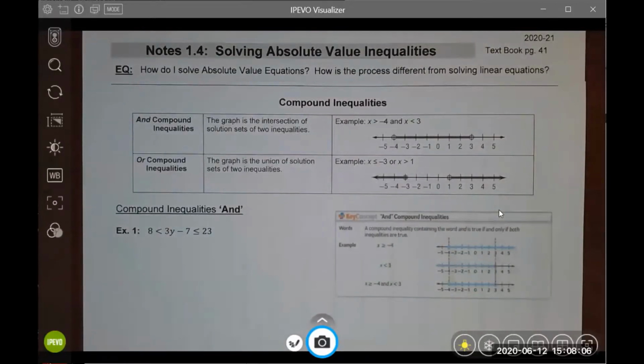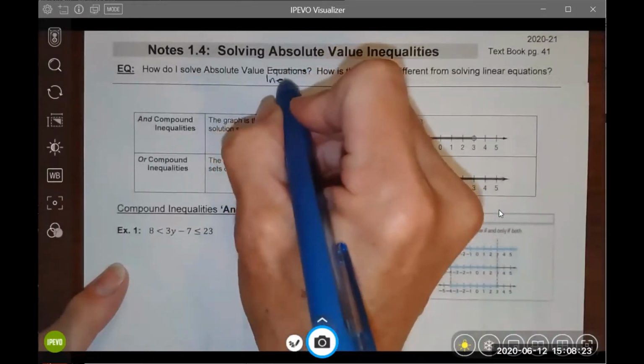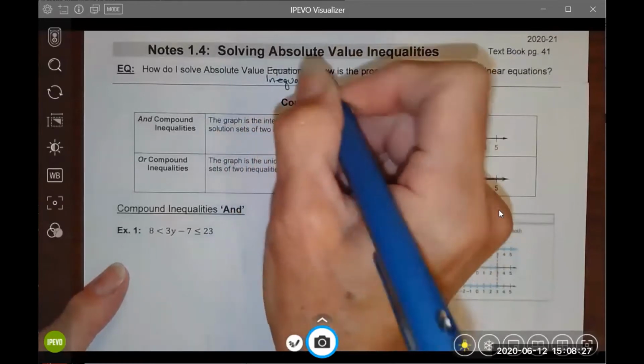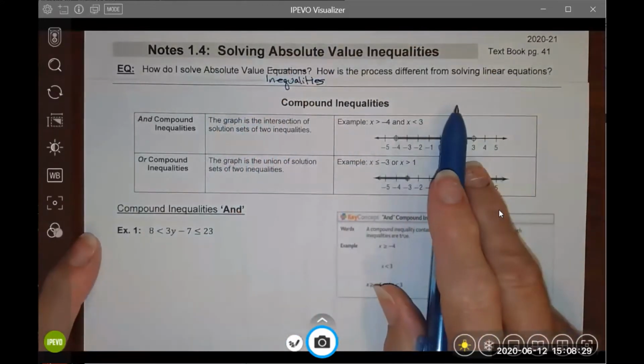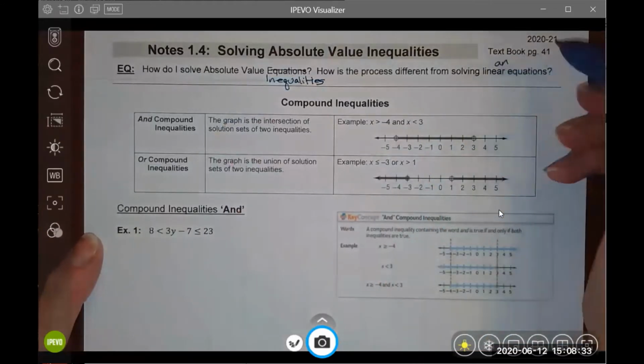Good afternoon. Today we're going to talk about solving absolute value inequalities. We're also going to touch on what compound inequalities are. Hopefully by the end, we will know how to solve absolute value inequalities, and we will know how this process is different from solving linear and absolute value equations.